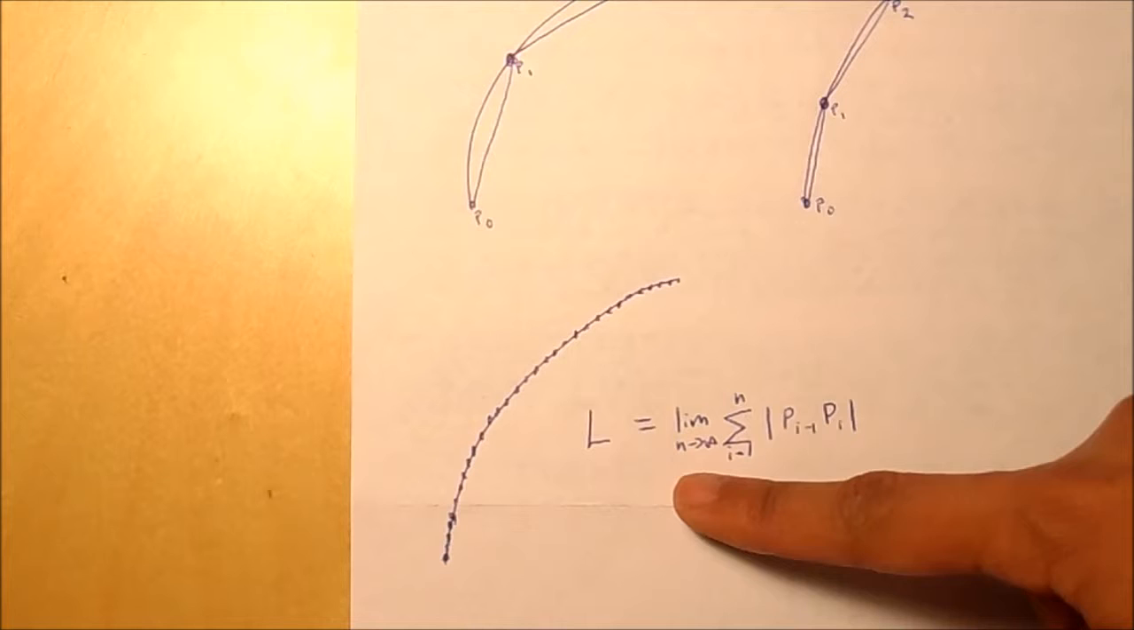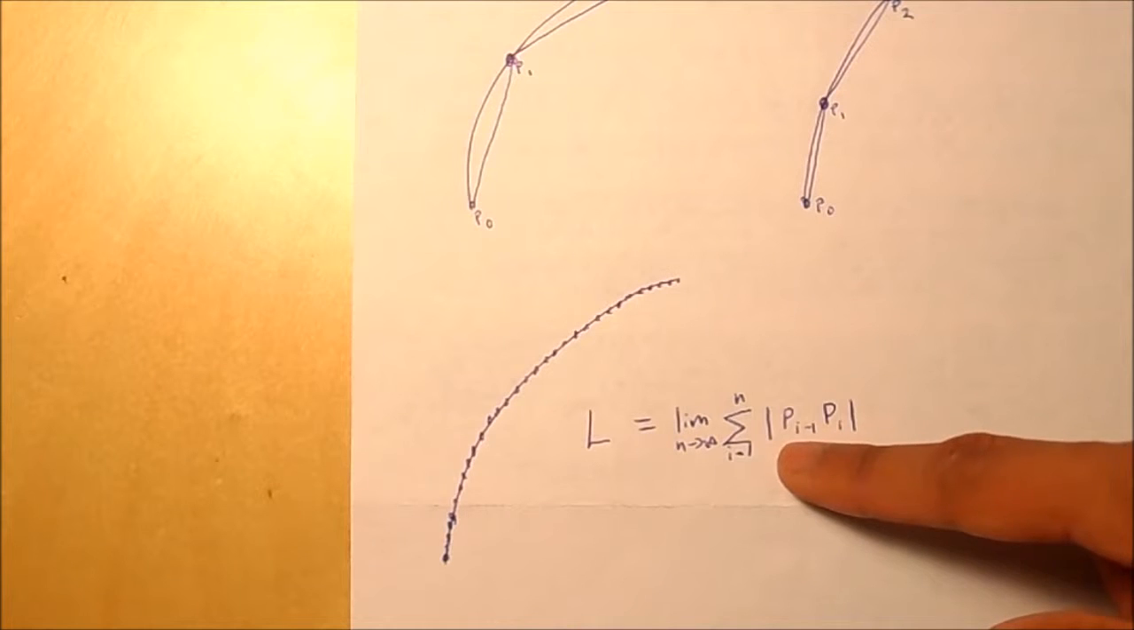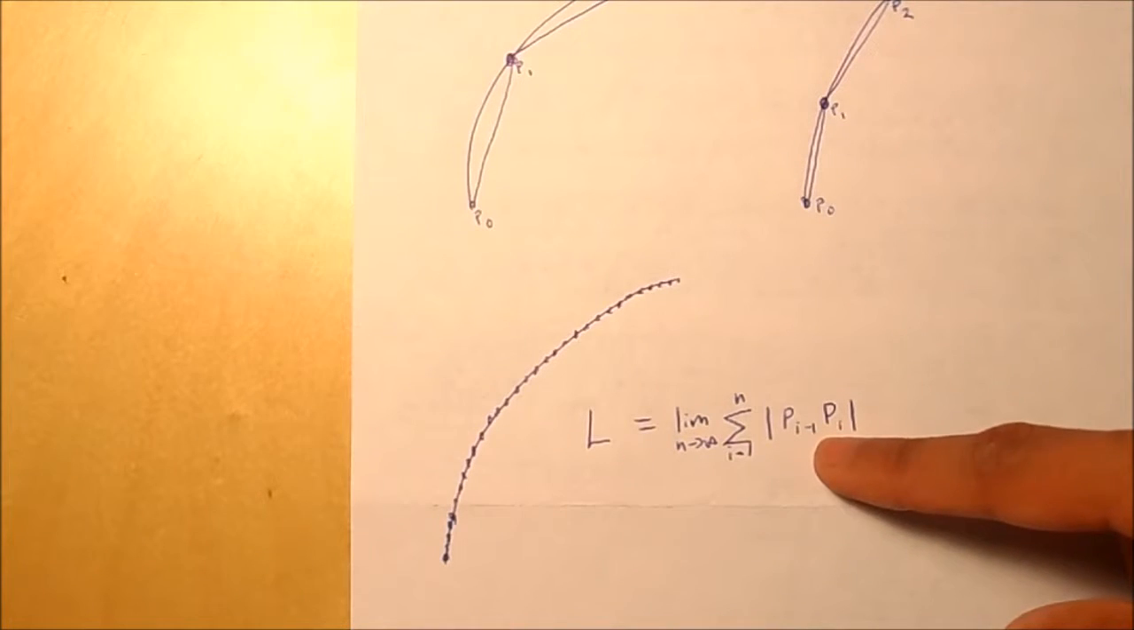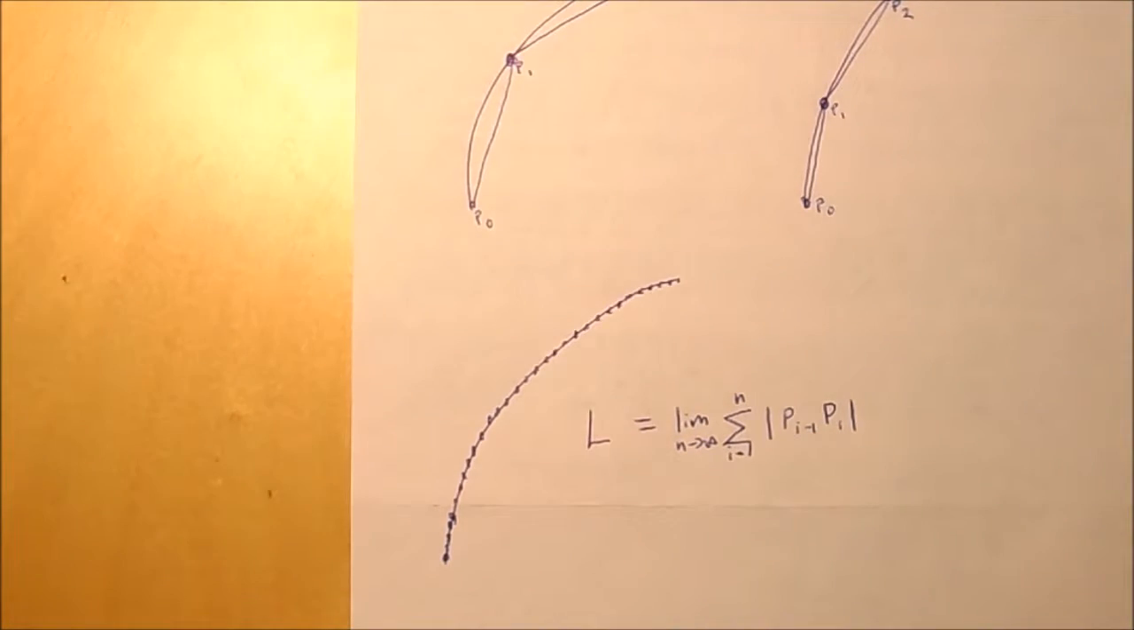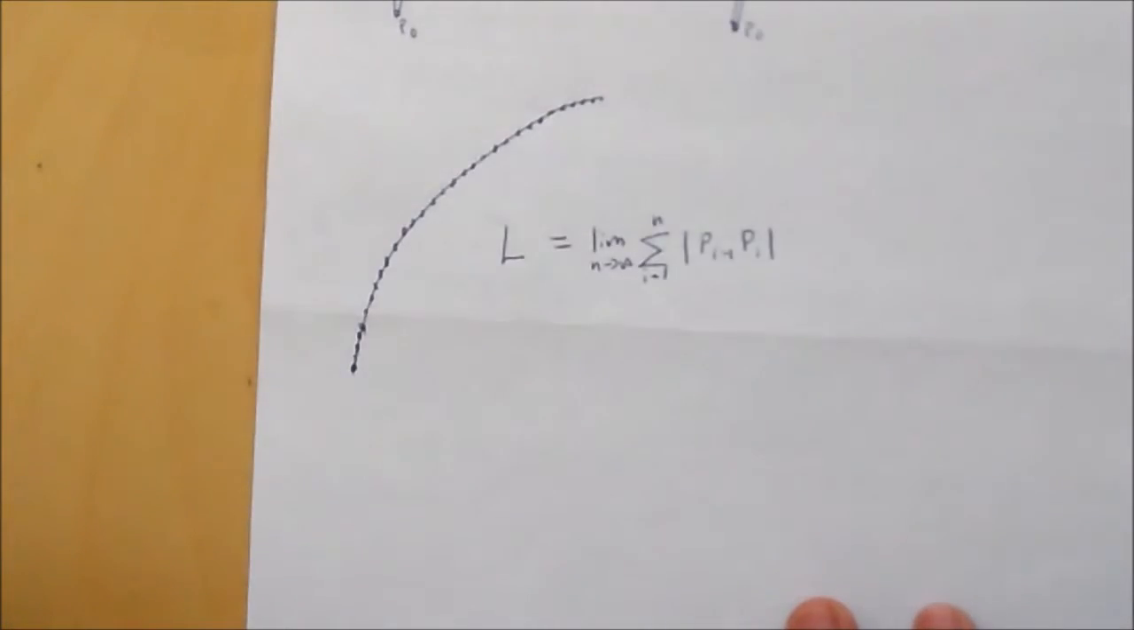So that's the limit as n goes to infinity, the summation from i equals 1 to n of the distance between the two different points P_i and P_(i+1). Now you might be wondering, how do I get this from this? Well, today's your lucky day if you're wondering that, because I'm about to prove it for you.